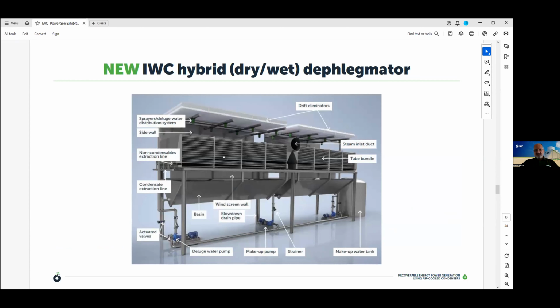And then it has a water distribution system. So one can spray water onto this bundle, and this water then falls into a basin and is just recirculated. So steam enters the hybrid deflector through a steam duct here, and then it condenses inside these tubes. This system can be operated dry without any evaporative cooling, as well as wet when one needs the boosting.